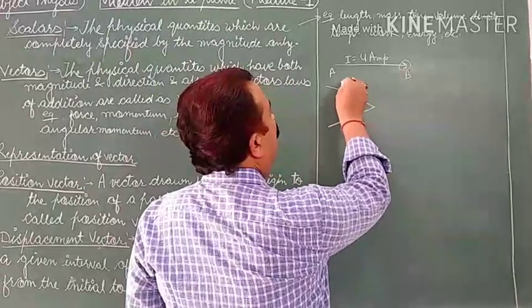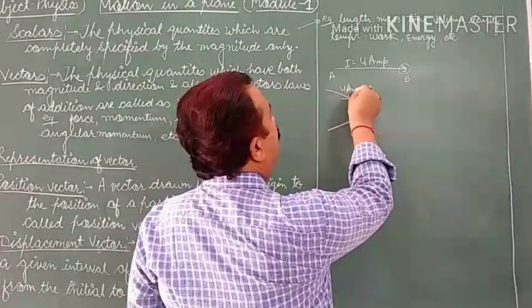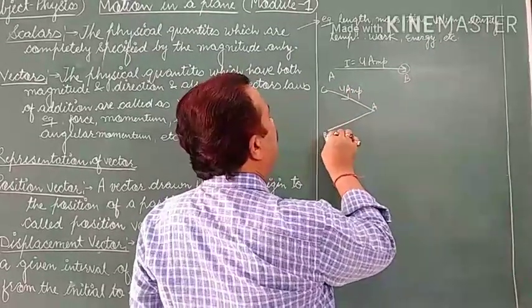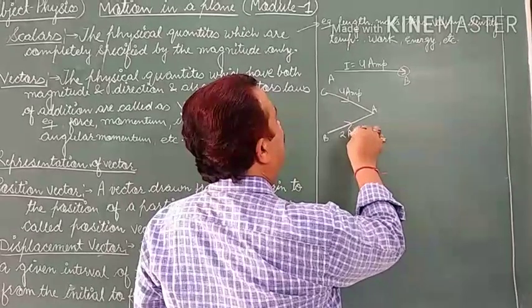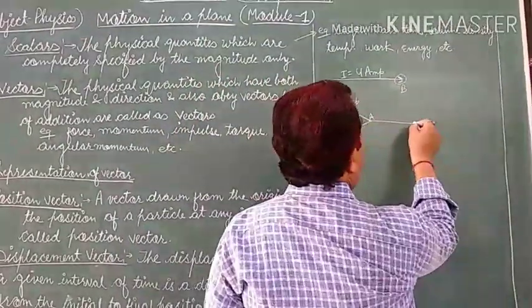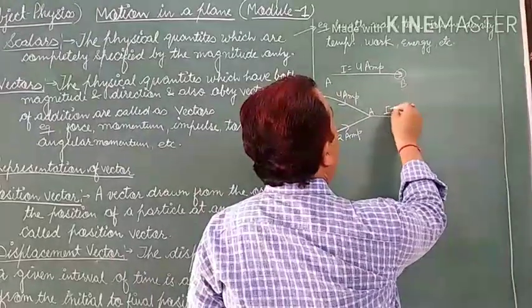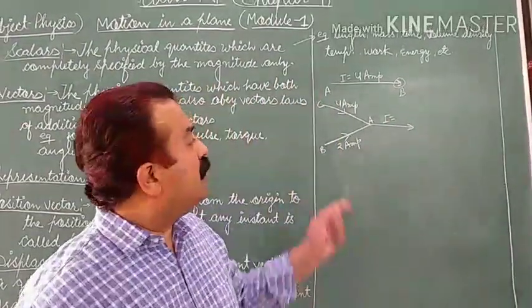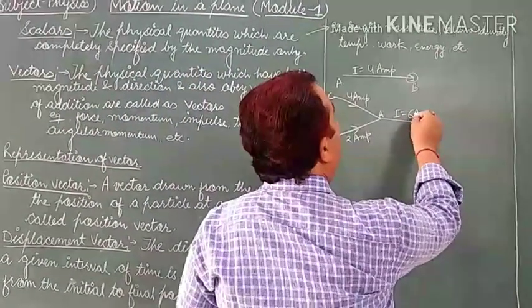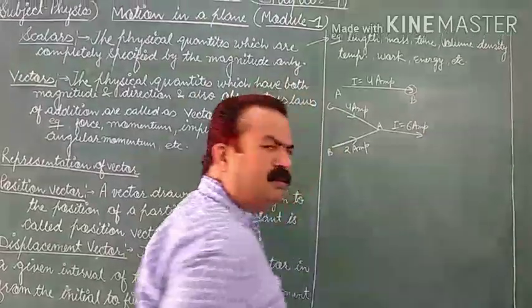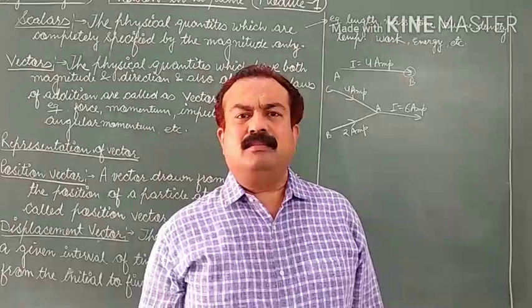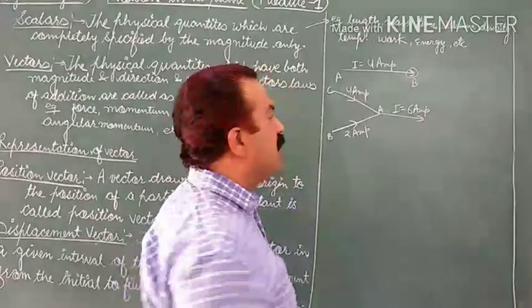if 4 ampere current is coming from here, let's say C to A, and from B to A, 2 ampere current is passing here, how much current is passing here? 4 ampere plus 2 ampere, simply it is 6 ampere. So what have we done? Simply the algebraic sum. We have not taken into account this angle.